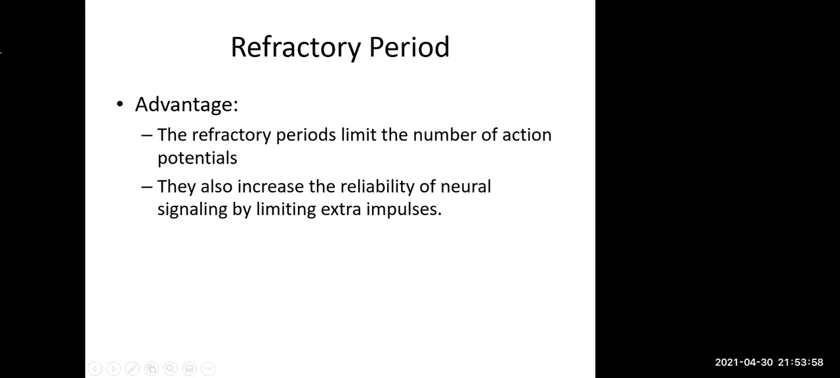So what is the advantage of this? The refractory period limits the number of action potentials. They also increase the reliability of neural signaling by limiting the extra impulses. So these are the advantages of this relative refractory period. So muscle fiber or muscle tissue should undergo a relative refractory period so that smooth, coordinated muscle activity we can obtain. Okay.